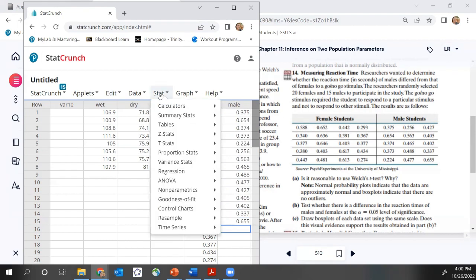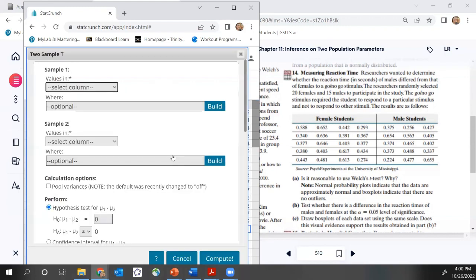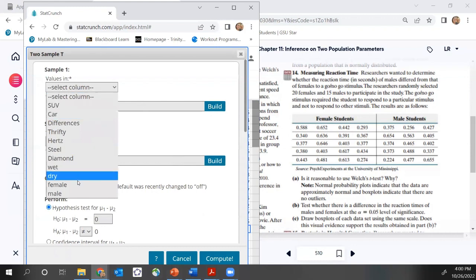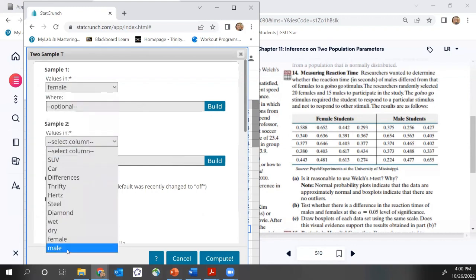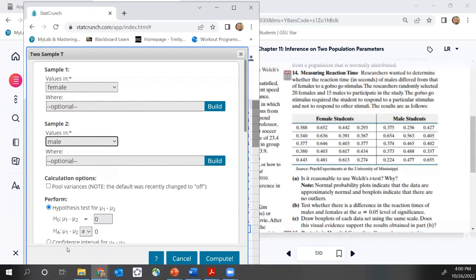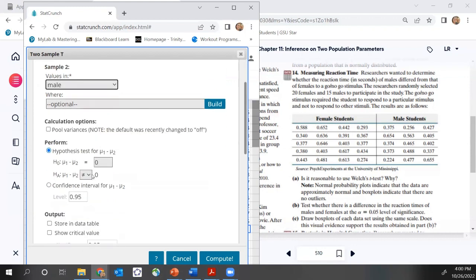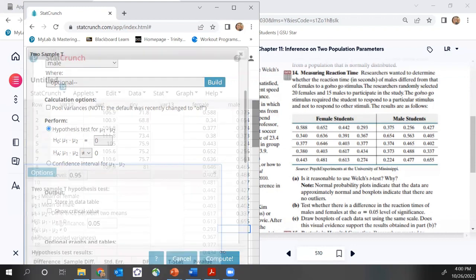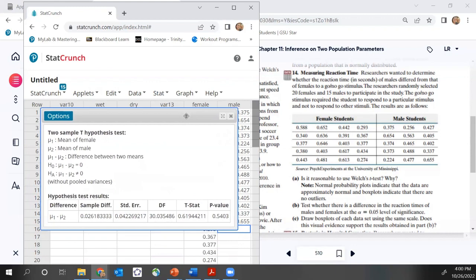We want to do our two-sample t test, and this time we have data. We are doing females to males, and we want to test, is there a difference? So the alternative is not equals to here. And we're going to compute. So here's the p-value. P-value is 0.54. That is way too big. We cannot reject. There is no difference here between the two response times.